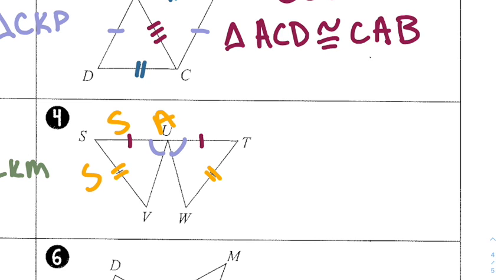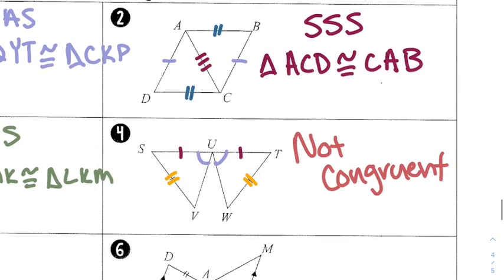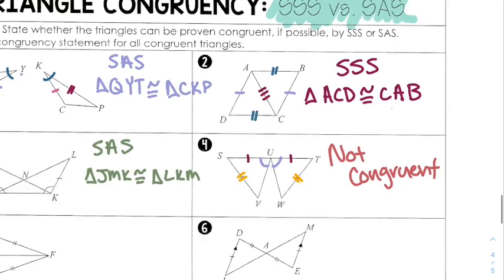Because backwards, it's a really bad word. So we don't allow that in school, so we don't allow side, side, angle in geometry. Okay, so really, this is not congruent, okay? Because it wasn't side, side, side, and wasn't SAS, okay? Again, location matters.